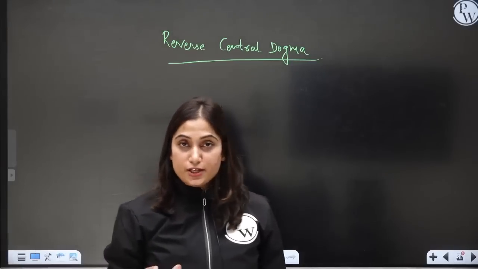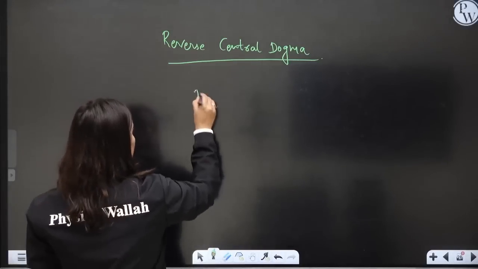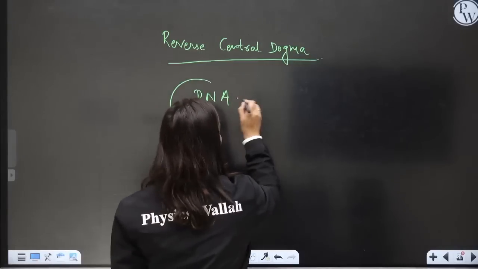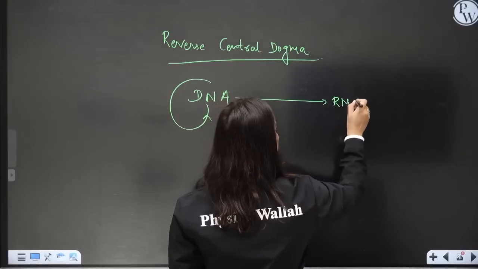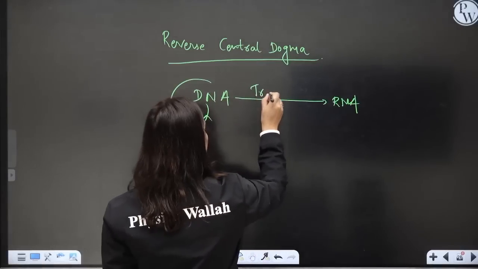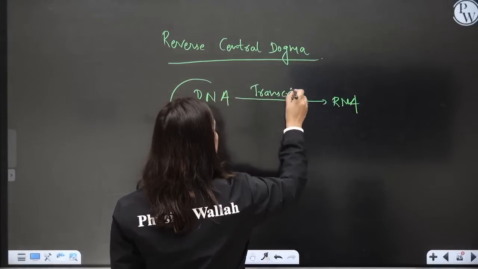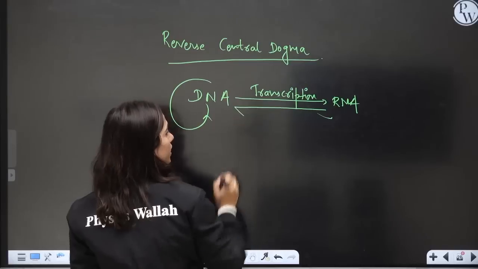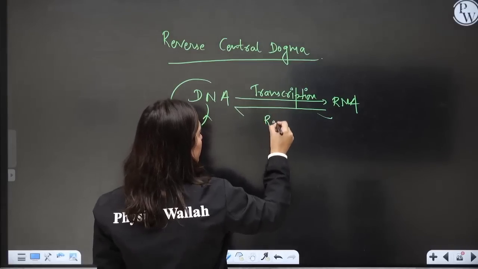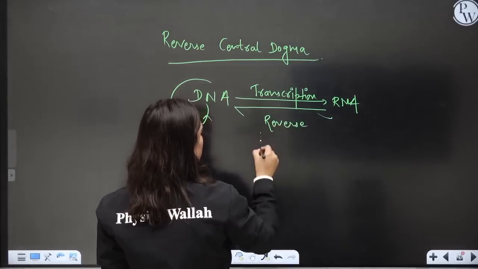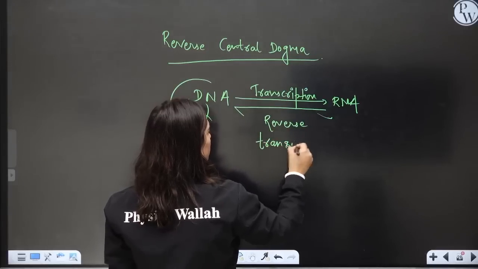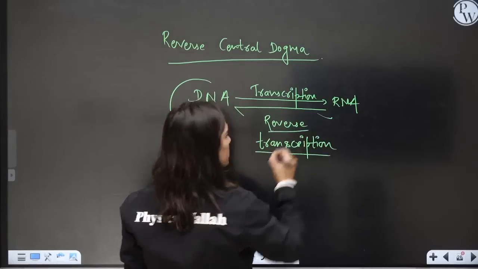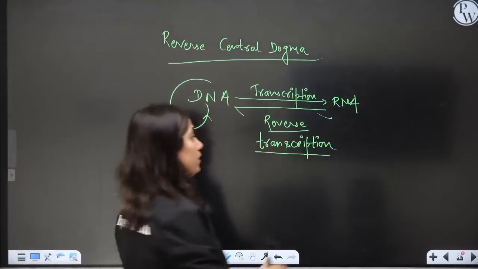What is reverse central dogma? We know that when DNA forms DNA, it is replication. When DNA forms RNA, it is transcription. But sometimes in some retroviruses, RNA can also form DNA, and this is reverse transcription.